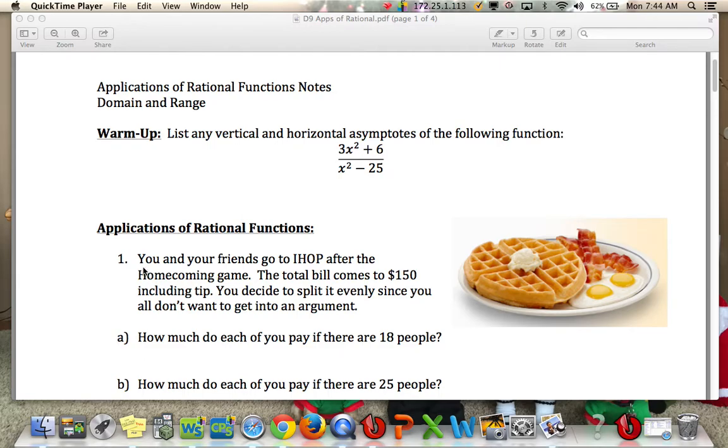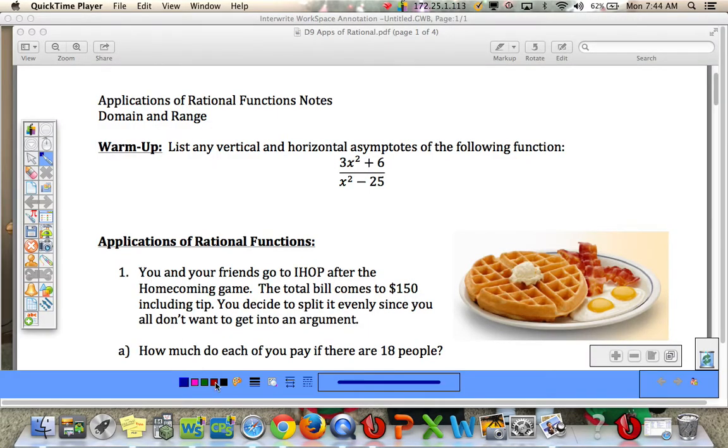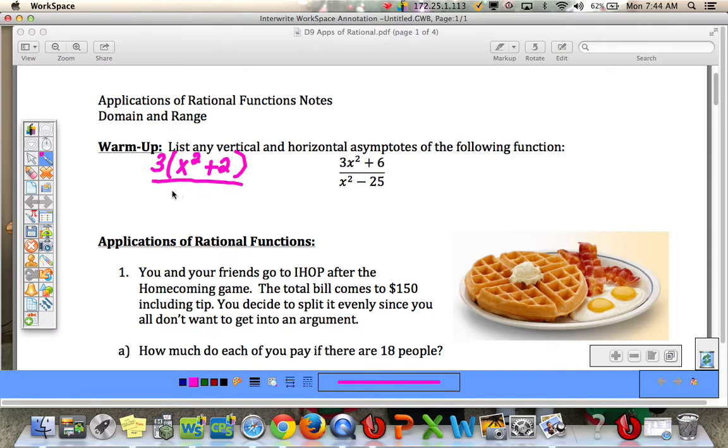Well, for the vertical asymptotes, we look at the denominator. Actually, we should factor this first. If we factor the top, we can factor 3 out of the first term and the second term, so we'll get x squared plus 2. And on the bottom, it's a difference of squares, so we get x plus 5 and x minus 5.